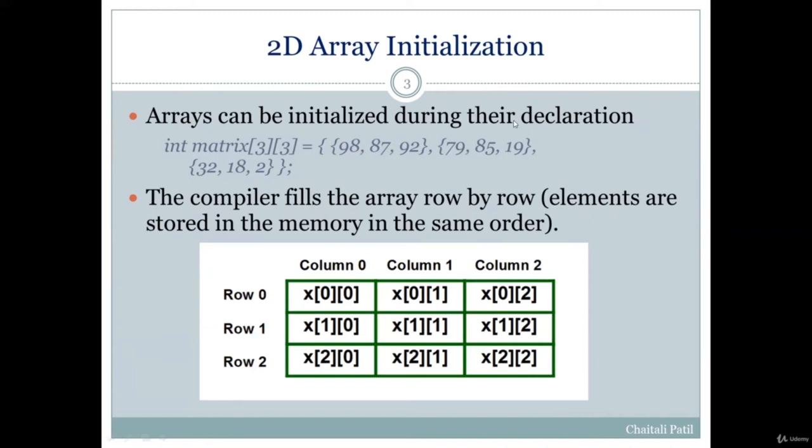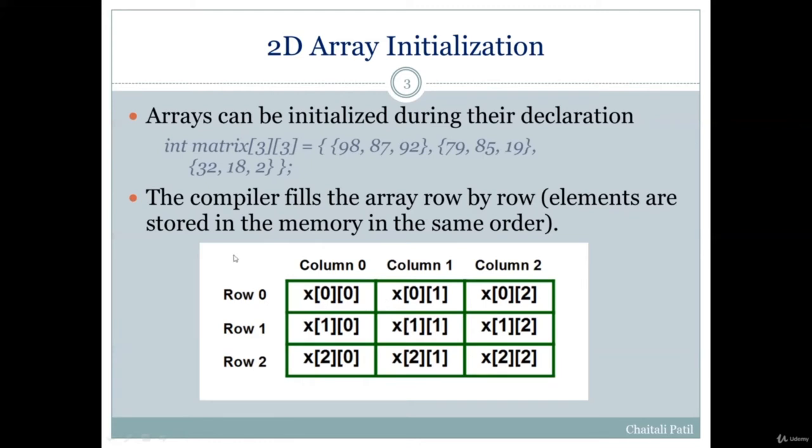Arrays can be initialized during their declaration. For example, see int matrix[3][3] equals opening curly bracket, then the first three elements, comma, then in another curly bracket, another three elements, and in the last curly bracket, the last three elements. The compiler fills the array row by row. It means the elements are stored in memory in the same order. For example, this 3x3 matrix can be stored by using such a diagram.